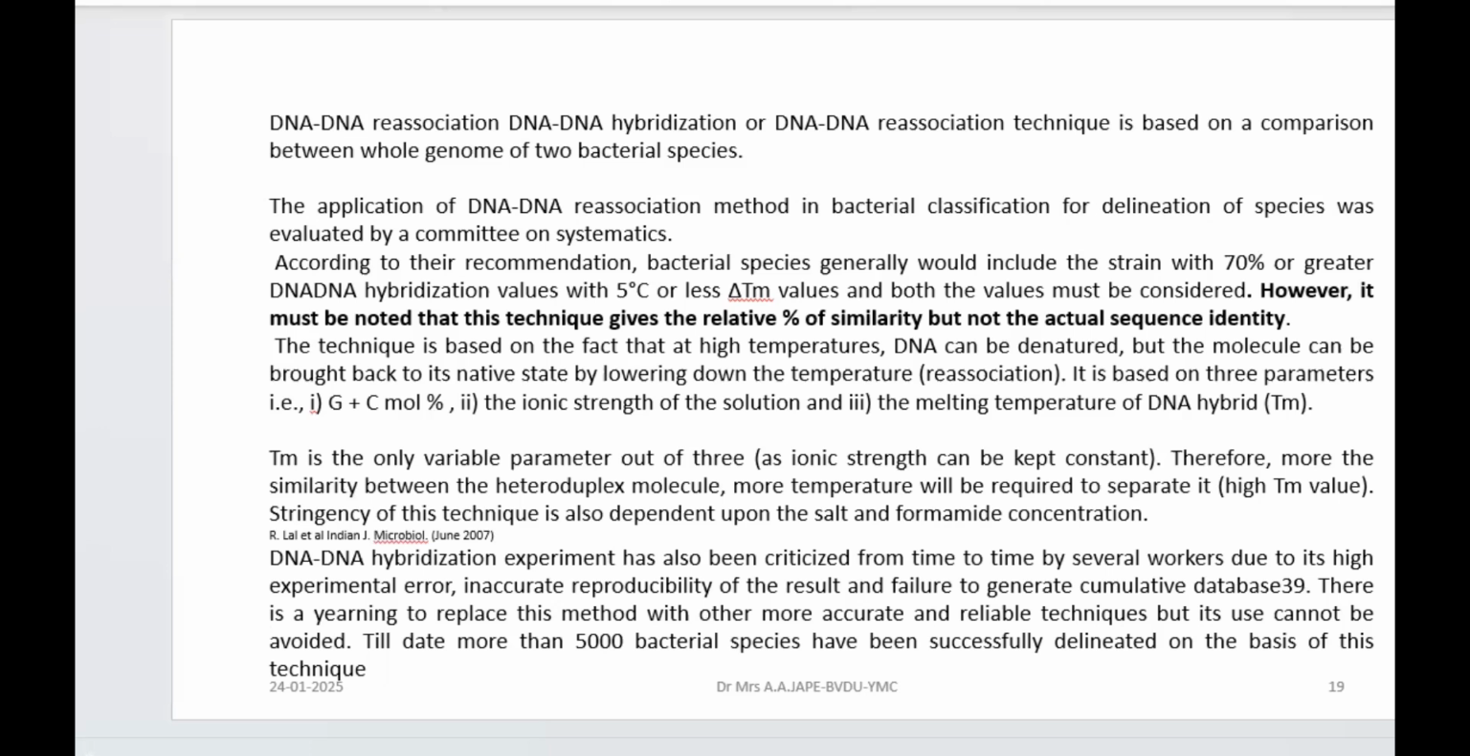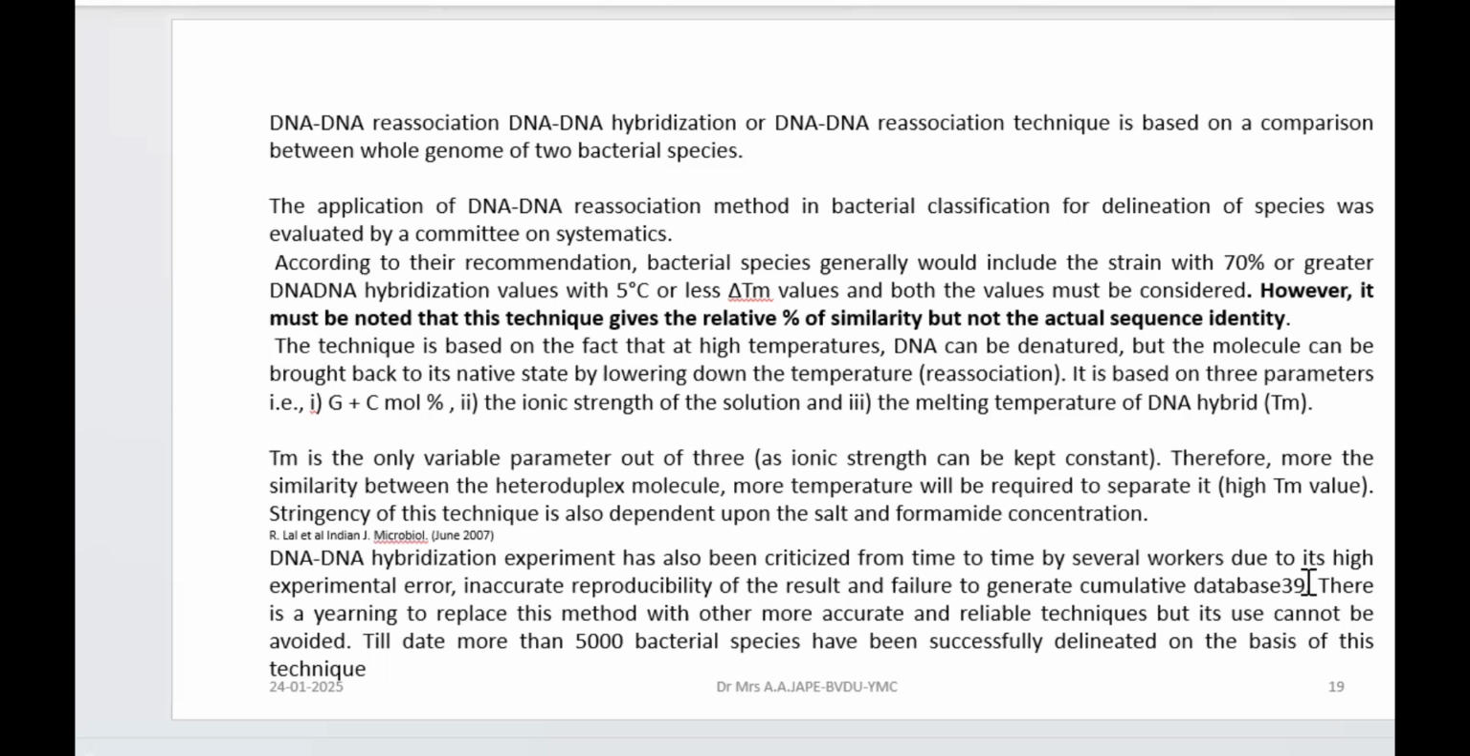Now, DNA hybridization has been criticized from time to time for high experimental errors, inaccurate reproducibility of the results, and failure to generate a cumulative database. That is what has been claimed from time to time.